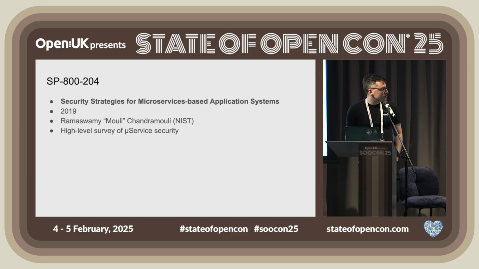2019, written by a NIST researcher who goes by Muli. Muli is awesome, super smart, very academic, kind of intellectual kind of guy. But this is a very good standard. It's kind of a high-level overview of microservice security. It talks about how you trade security to resiliency, which, to Andy's point, if you're too secure, you can't get anything done. You're not resilient to anything.